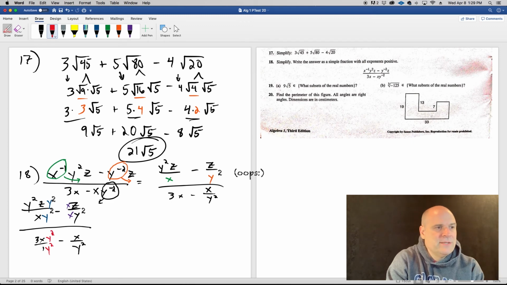All right, so now let's rewrite our nice fractions here with our denominator. So this is y squared z y minus xz all over xy.